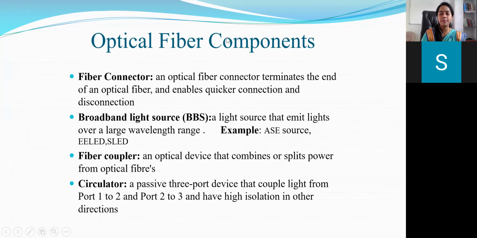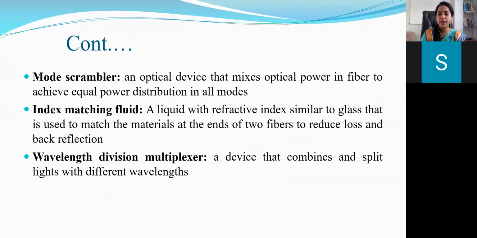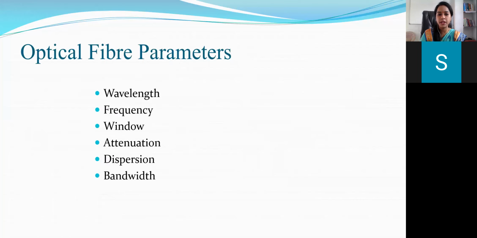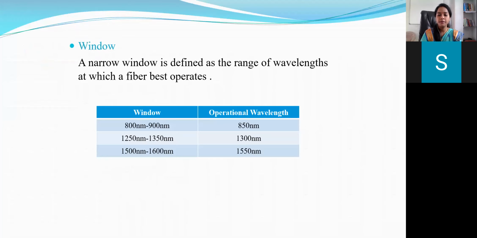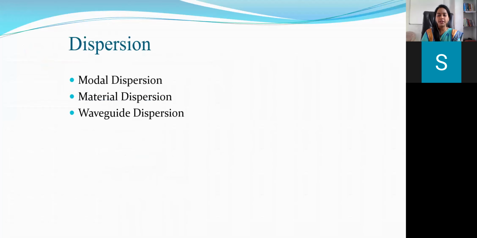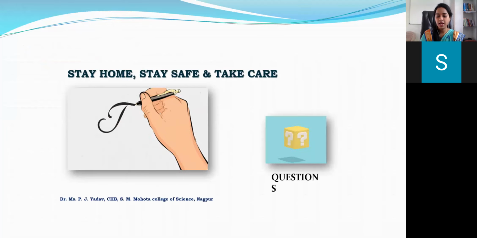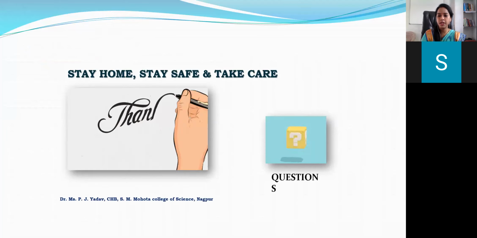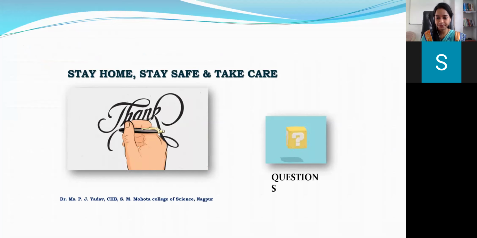So these are the applications, and these are some of the components we have defined and described each of them. These are the parameters: wavelength, frequency, window, attenuation, dispersion, and bandwidth. We have described each parameter in detail. Then these are the types of dispersion: modal dispersion, material dispersion, and waveguide dispersion. And this is all for today's lecture.